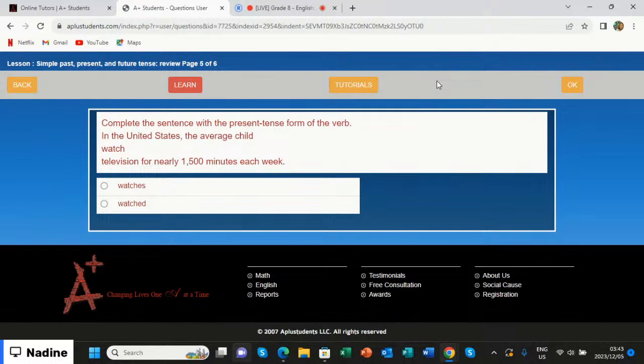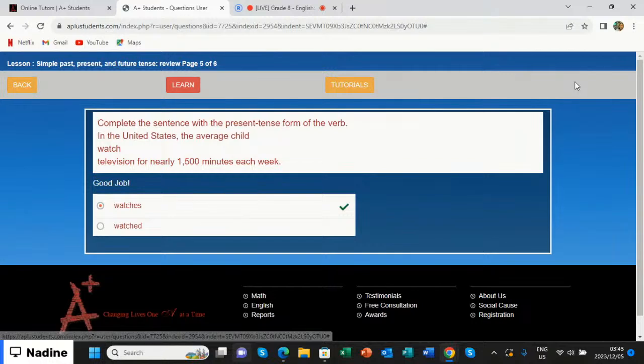And if we choose the present tense form of that verb, we will say it is watches. Because it shows something that it's doing now, right? And it's watches. So watches television for nearly 1,500 minutes each week.